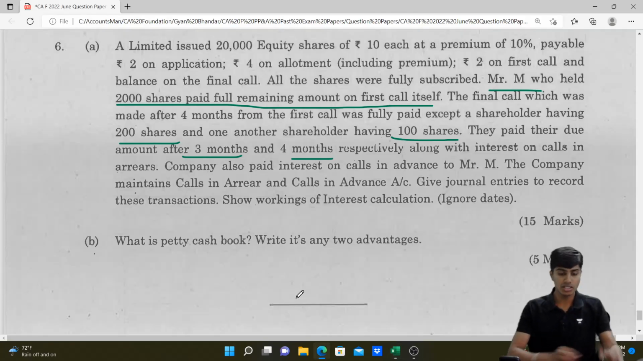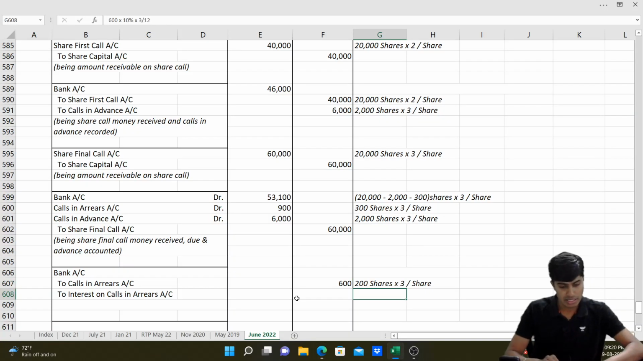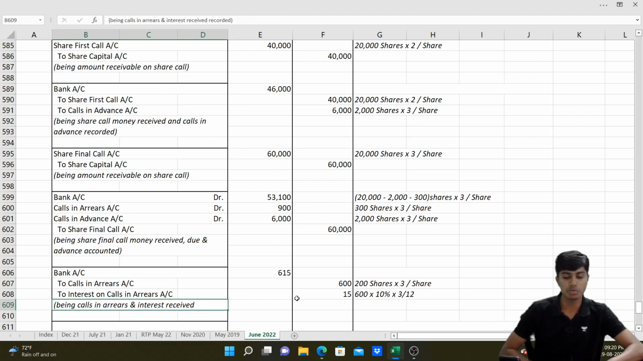These 200 shares, 3 rupees per share, were due for 3 months. So I'll write 600 into 3 months, into 10%. Yeah, this is 15 rupees. Totally I received 615. Interest on calls in arrears being income, we have credited it, and 600 rupees being the arrears money, which was an asset which is now received, I'll credit it, and bank account debit because the money is now received.